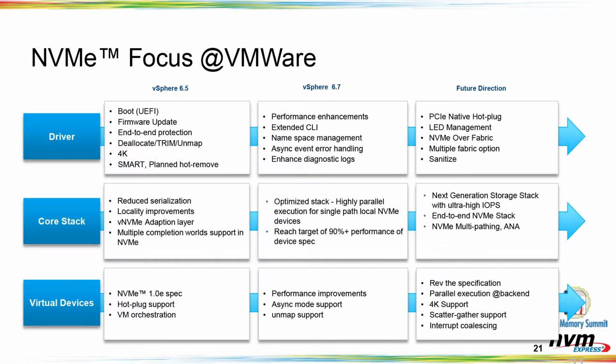Basically, as somebody asked about firmware update and smart data collection, all that stuff we have already introduced in 6.5. Last year, we introduced vSphere 6.7, and we continue to evolve the journey of 6.5 towards improving the overall performance on the driver front itself. We introduced namespace support, better error handling, and also improved the overall diagnostics. This is always a big area of investment on the driver front.